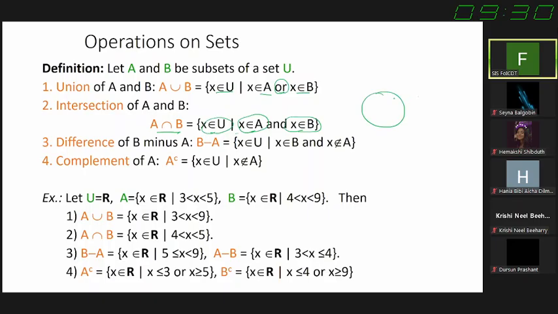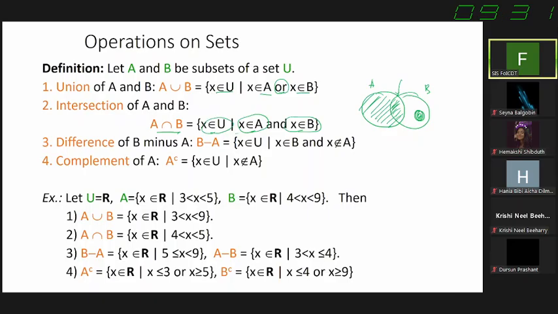Intersection simply says the element should be here, in both sets, okay? The difference B minus A: x is an element of B, but x is not an element of A. So if this is A and this is B, x should be found somewhere in B, but not in A, okay? Then the complement: A complement would be everything outside the shaded region here.